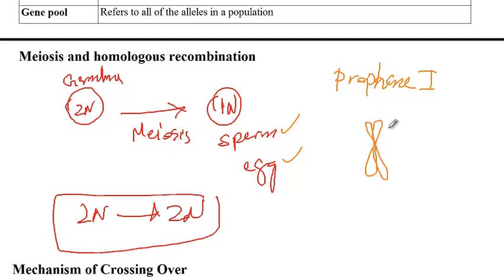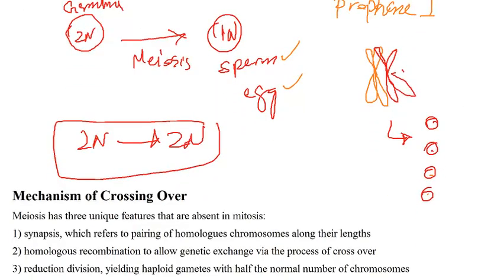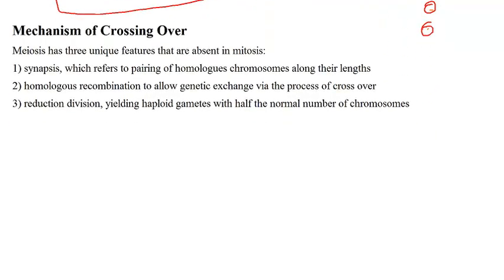We have one homologous chromosome right here, and then another one that comes over, and here a crossover happens where there would be genetic exchange. Consequently, the cells that arise from meiosis would not be identical. These 4 cells can have different genetic material. Now let's go over the mechanism of crossover.